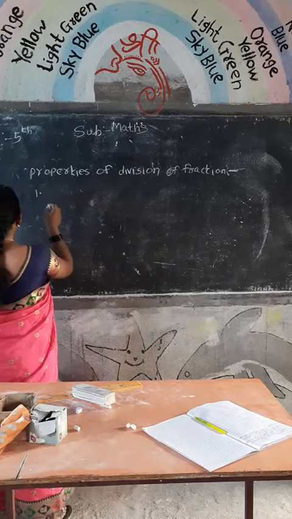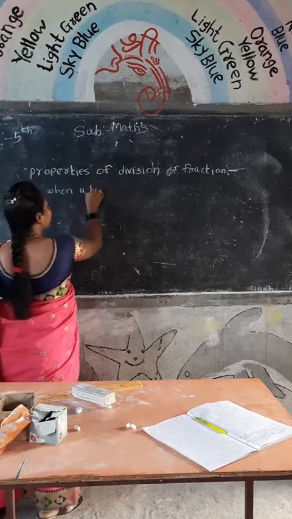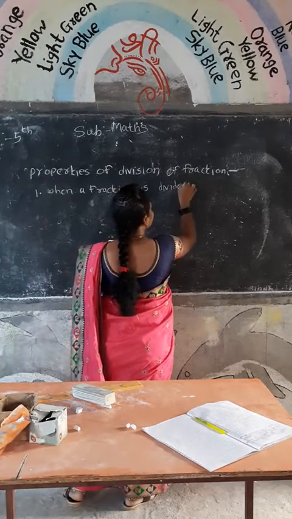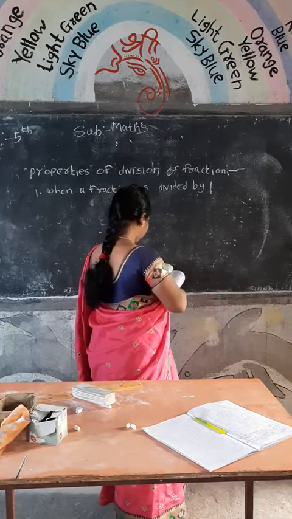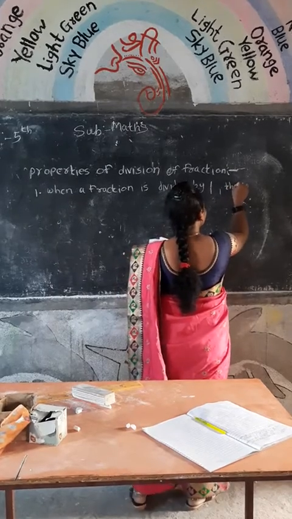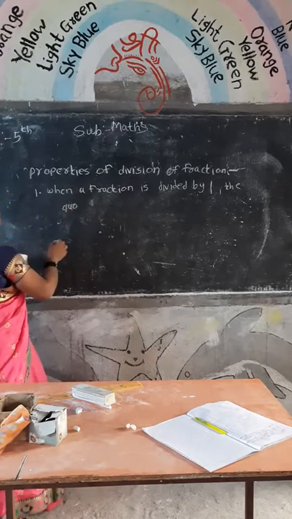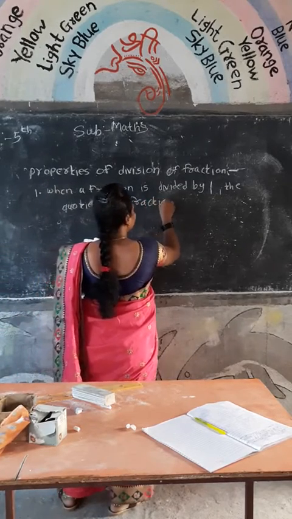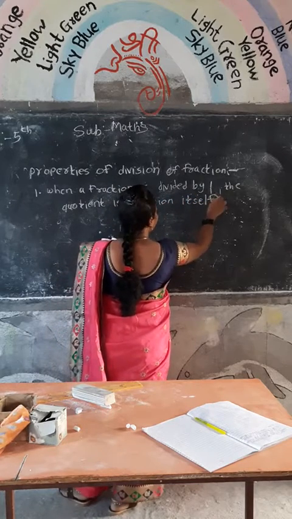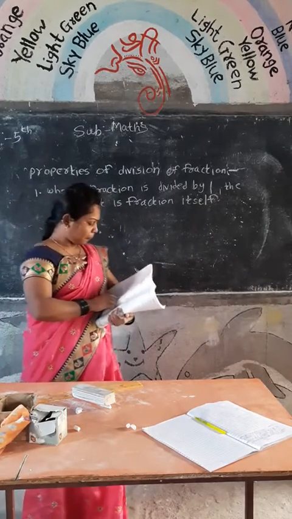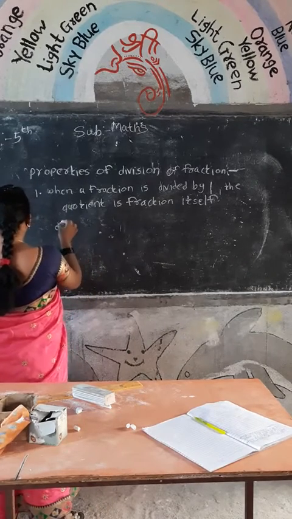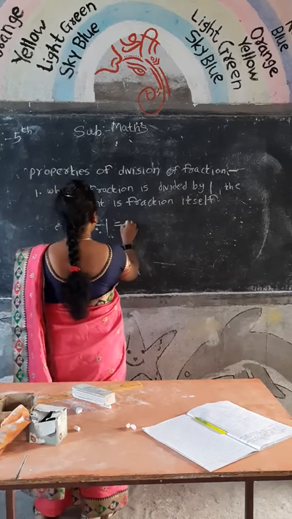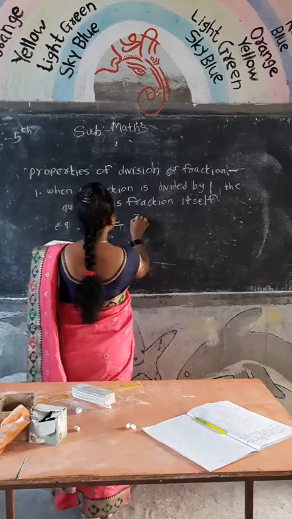First one is, when a fraction is divided by 1, the quotient is the fraction itself. For example, when the fraction 3/8 is divided by 1, the quotient is the fraction itself, that is 3/8.